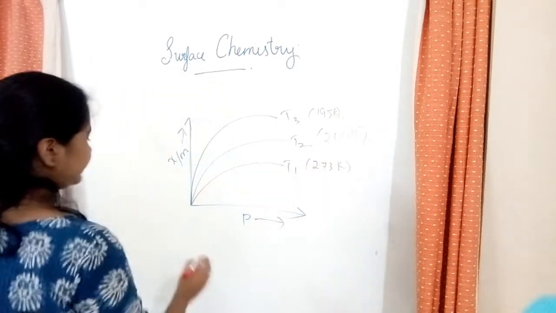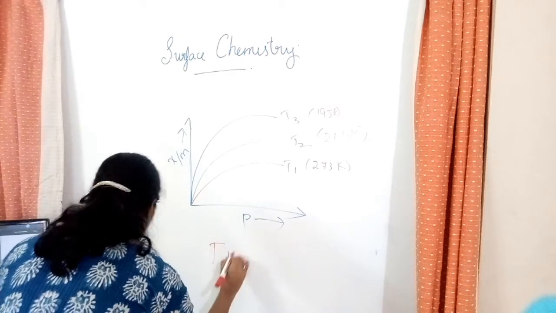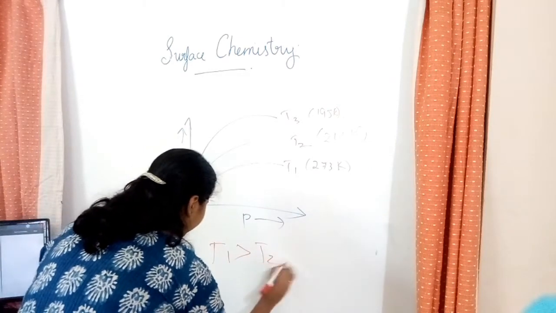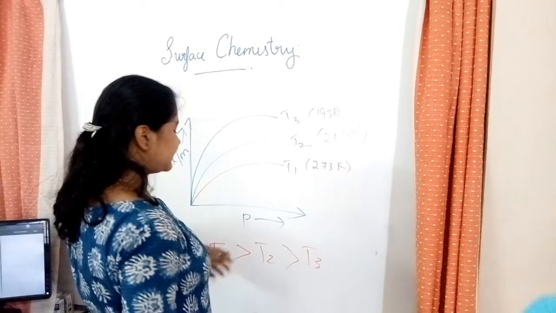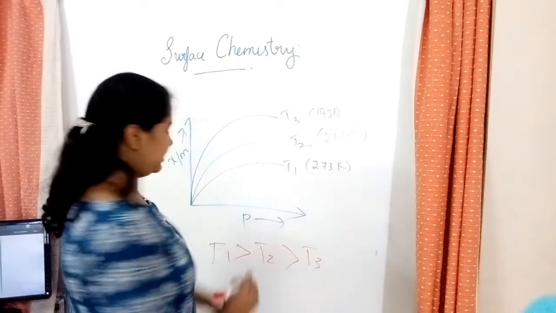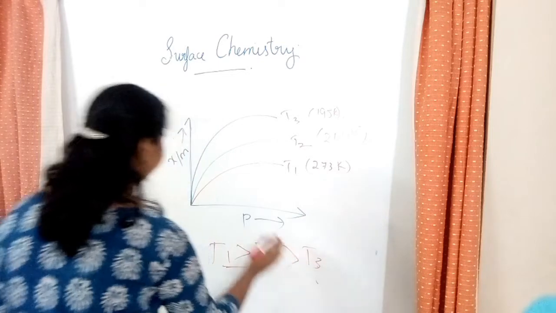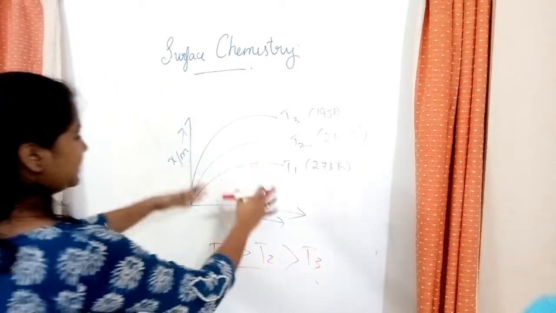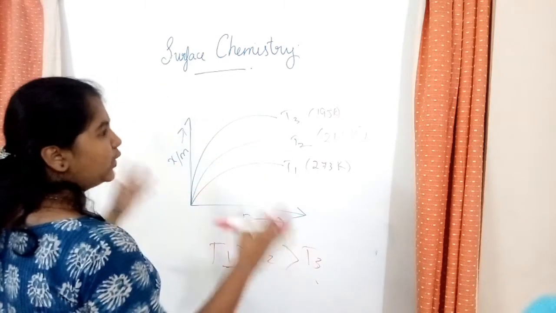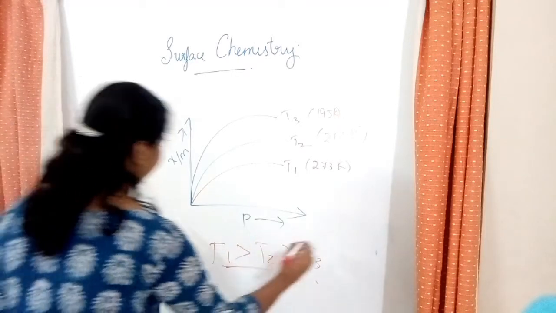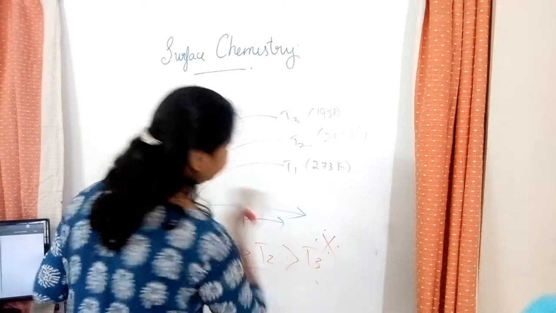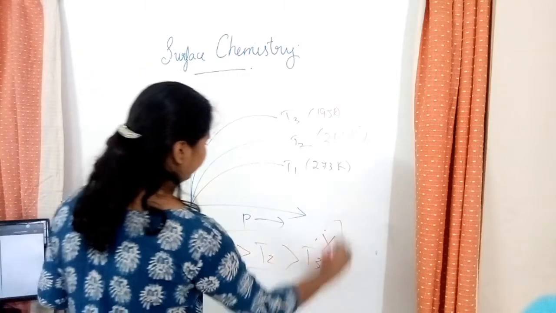So what can we see? We can observe that T1 is greater than T2, which is greater than T3. This is the conclusion that we observe. What did we learn? As pressure increases, the value also increases. So that is all about the effect of pressure. This is an important point.